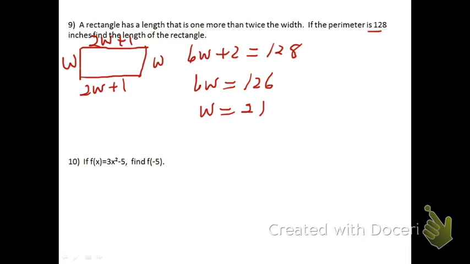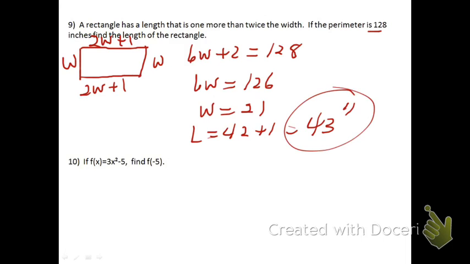But again, here they're asking us what is the length of the rectangle, so we need to answer the question. So the length is 2 times the width plus 1 more, so the length is 42 plus 1 more, so the length is 43 inches.